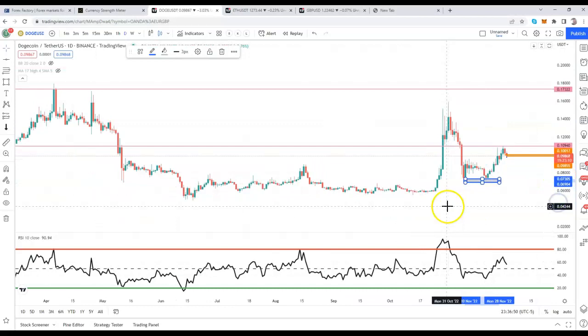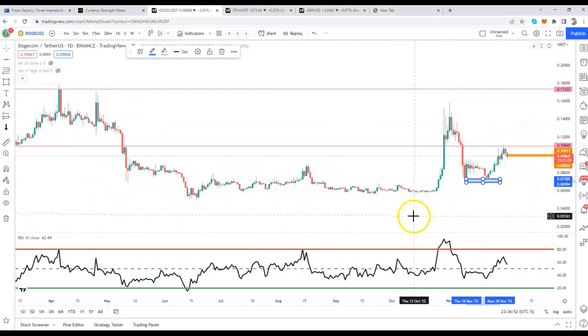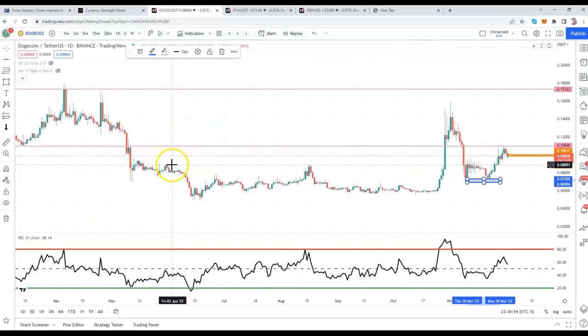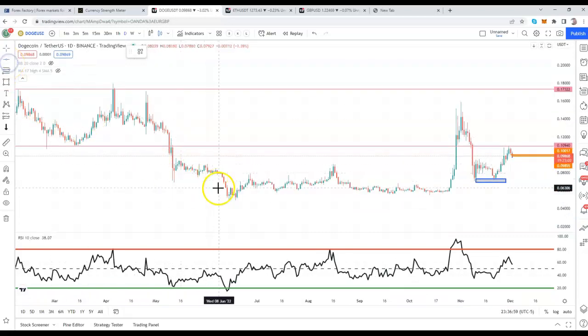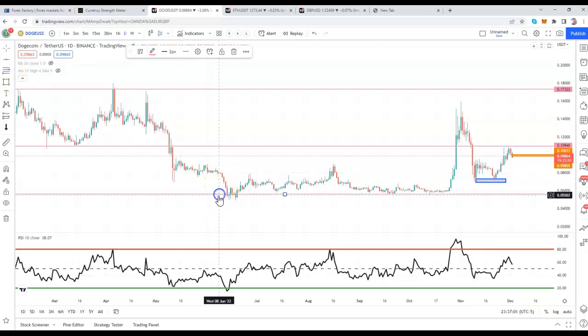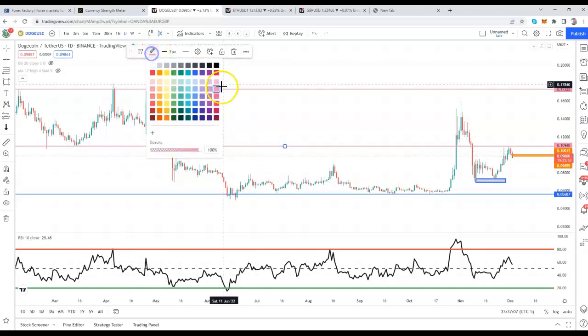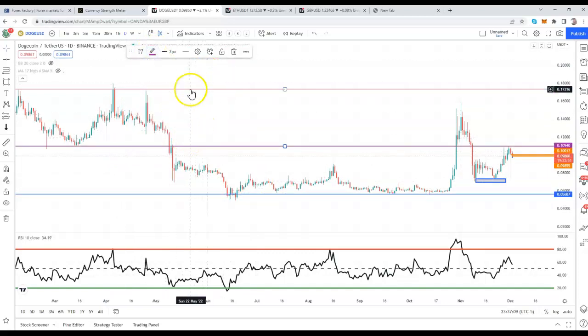But when you're marking up your charts, you want to focus on the simplicity of just certain areas. You know, if you need to change the color to determine, maybe you want this one to be blue for your support. Maybe you want this one to be purple for your support turned resistance or resistance turned support. And maybe you want this for your resistance.